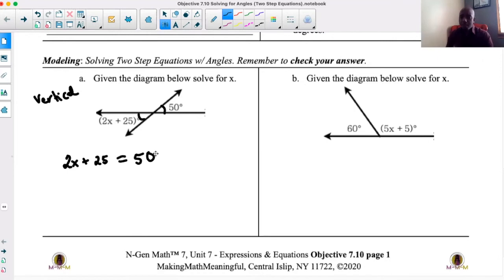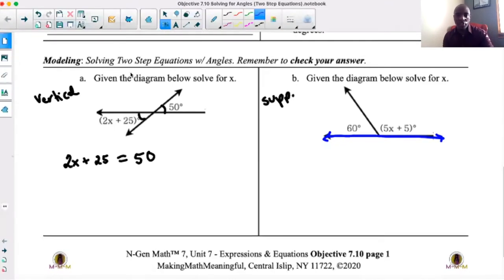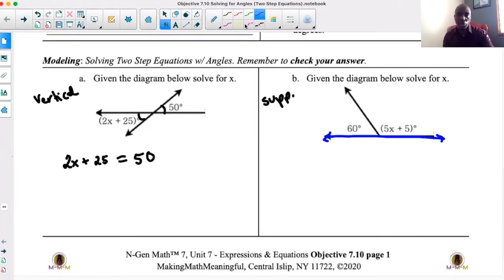If you look at B on the other hand, I'm given supplementary angles. Now, how do I know these are supplementary angles? Because they form this straight line. That straight line is an indicator that this makes 180 degrees. It adds up to equal 180 degrees, which is an important fact for us to know and be able to understand.